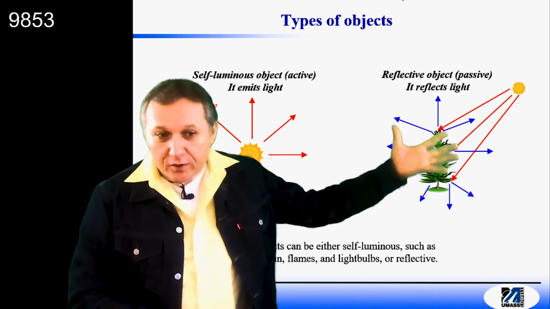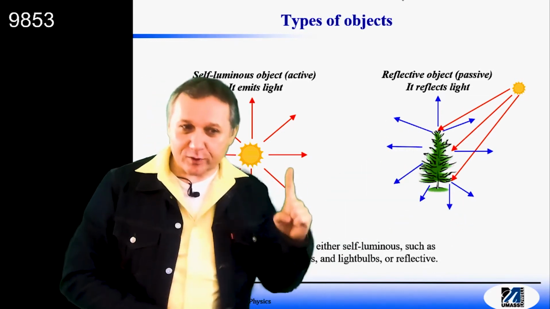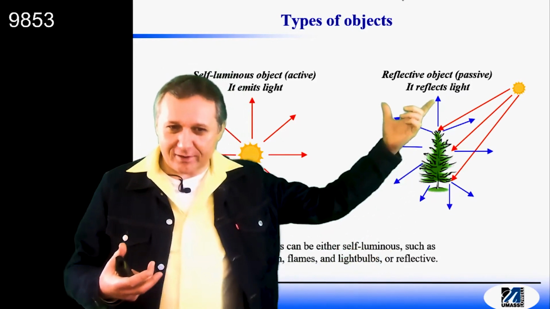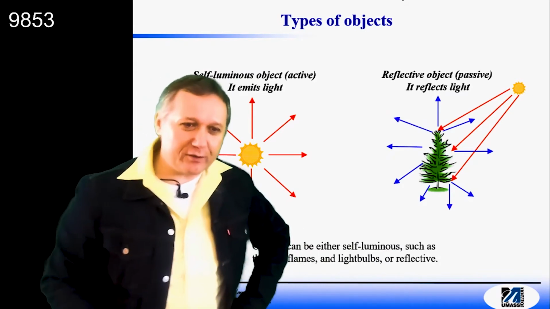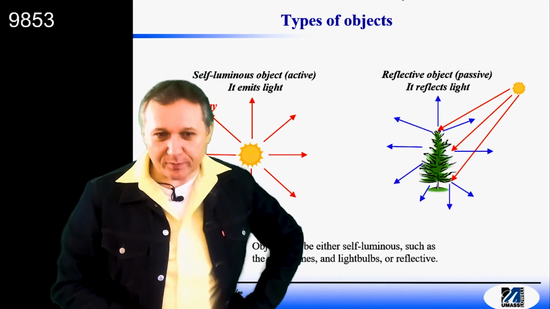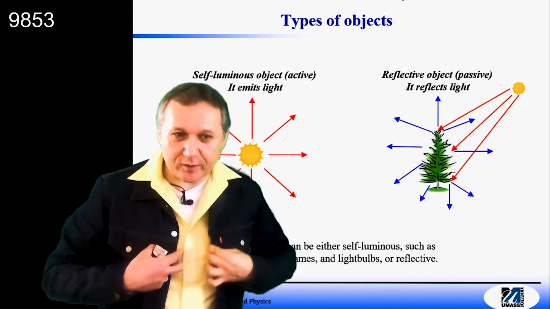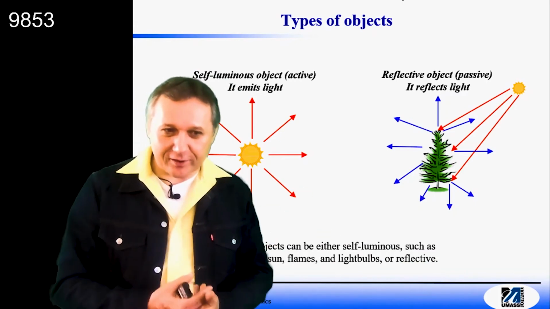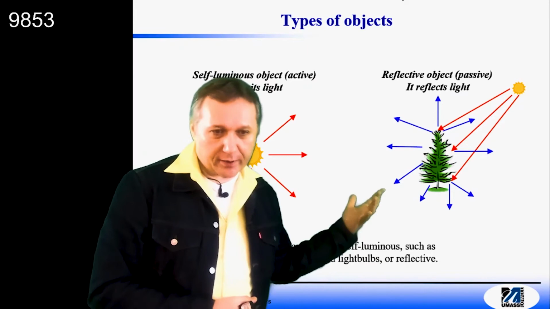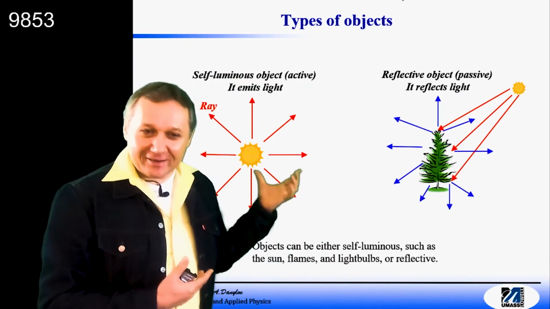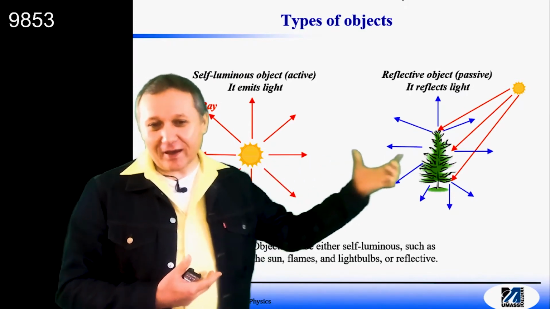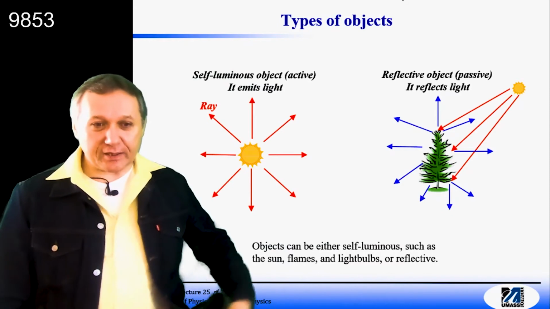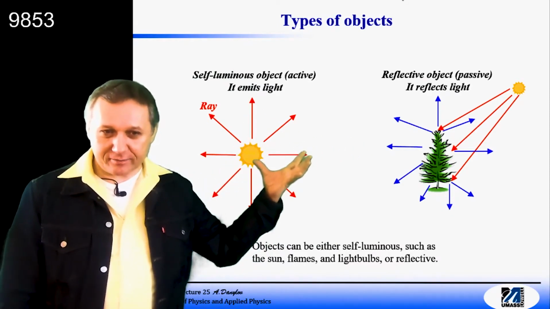Of course, this tree can be replaced, for example, with a human being, with a person. But with a person it's more complicated because, in the visible spectrum, we are passive, reflective objects. But if we move into the infrared part of the electromagnetic spectrum, we are quite bright. You know that there are special cameras which allow us to see infrared radiation produced by the human body. So we can be treated as a self-luminous object, and we can also be treated as a reflective object. It depends on the part of the spectrum. Anyway, two types of objects, active and passive.